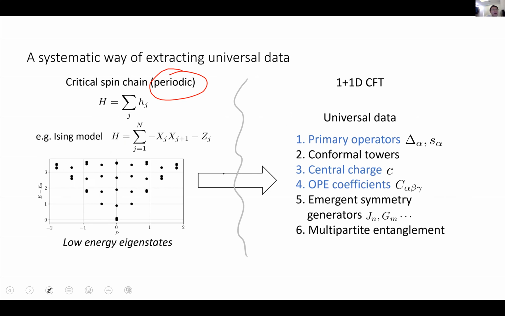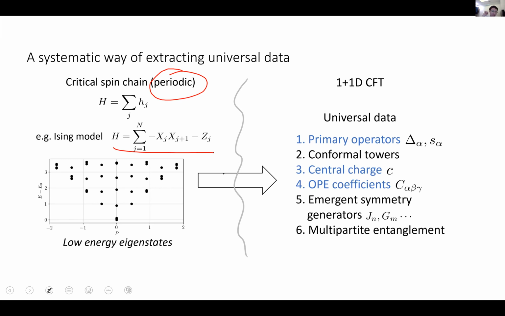For example, if I have a critical Ising model that looks like this, and I want to know what's the universal data that captures the phase transition, the way that we did that is based on the low energy eigenstates of the Ising model.